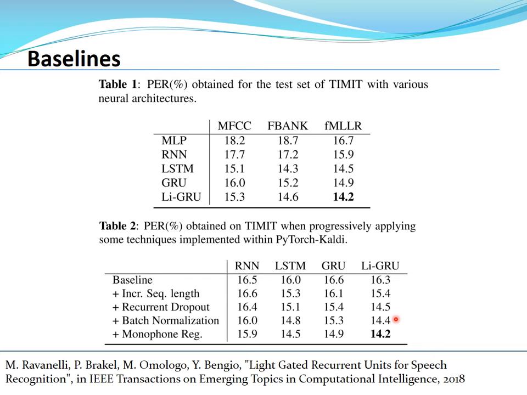And then the last row shows the results we have achieved with monophone regularization. Monophone regularization is a very simple technique in which we jointly train context-dependent and context-independent targets in a multitask way, and we basically improve the performance, and we finally reach our 14.2%, that is the same we highlighted in table 1.